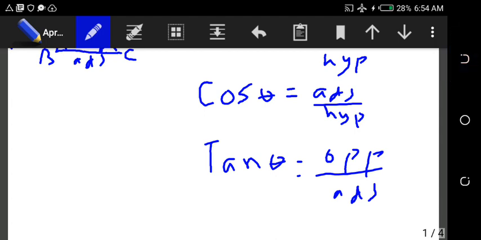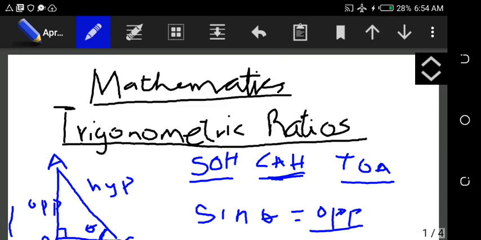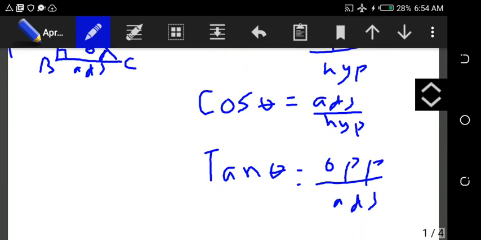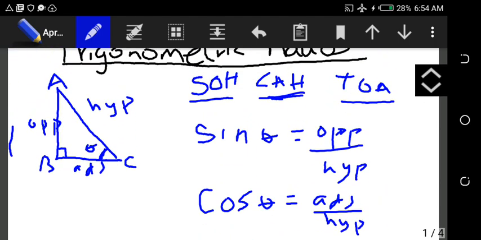All right, so let's look at some examples of how we can implement this. Now evaluate cos theta, given that sine theta is equal to 8 over 10. But before we even get to this, let's look at some practical examples to drive this point home.